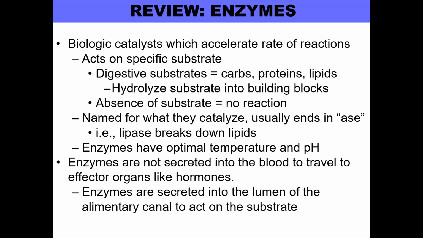Enzymes work only on one substrate, but they do need to have an optimal temperature and pH. So we'll find one protease that will not work unless the pH is well below 2. So you can have a basic environment, alkaline environment, nothing's going to happen. So we have to meet some specific conditions. Enzymes are secreted into the lumen of the alimentary canal to go find their substrates and work on them. They are not secreted into the blood, and they do not travel to other organs like a hormone.